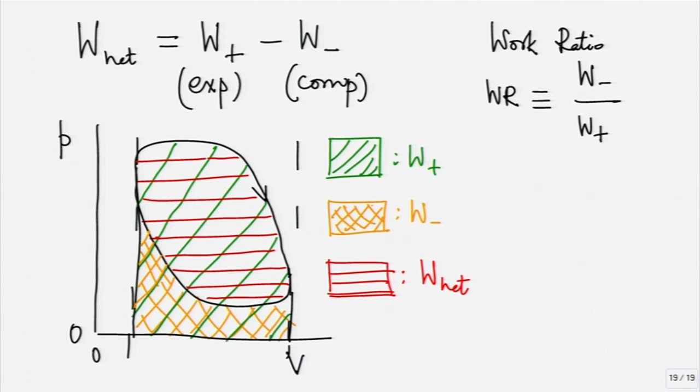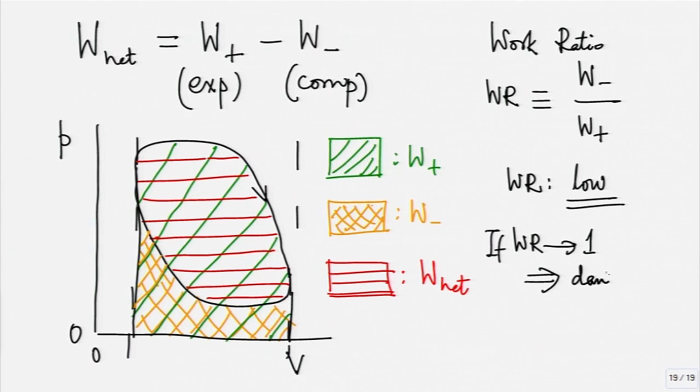Now, you will notice that if I have a small orange part, but comparatively large green part, then the W net is essentially dictated by W plus and the effect of W minus is small. So, we want WR to be as low as possible. In particular, we should say that if WR tends to 1, we are into danger zone. Why? Look at it like this.